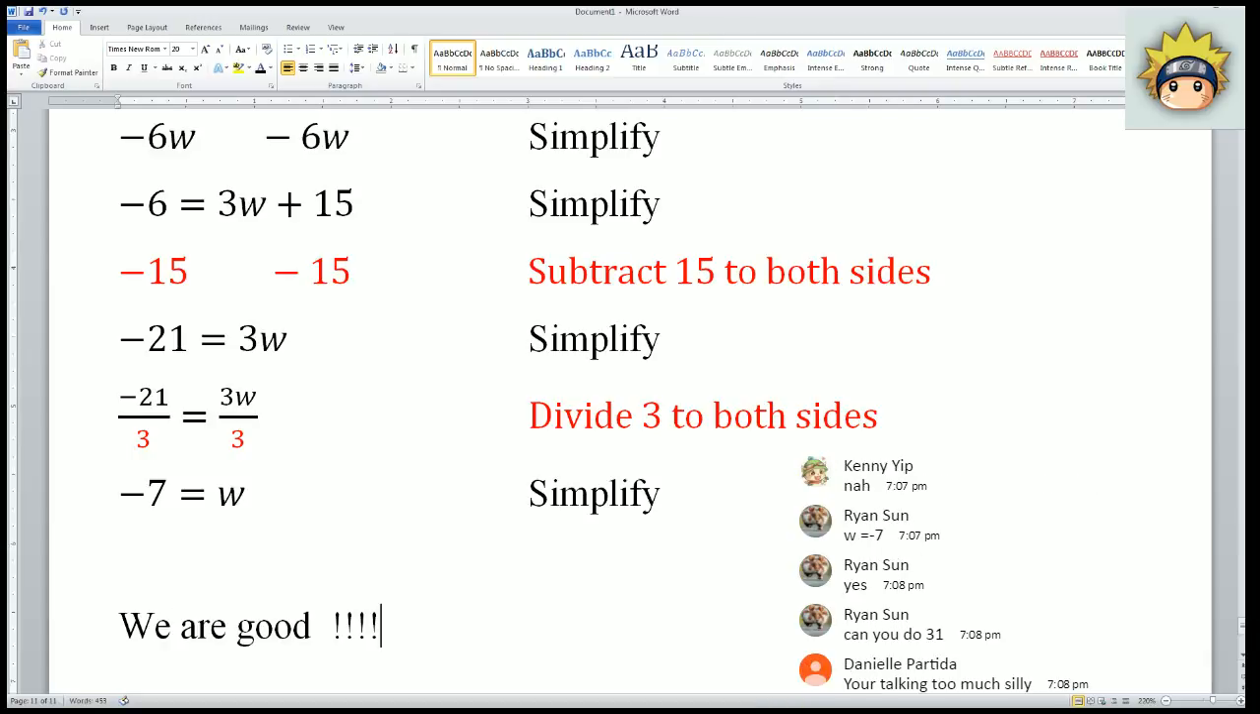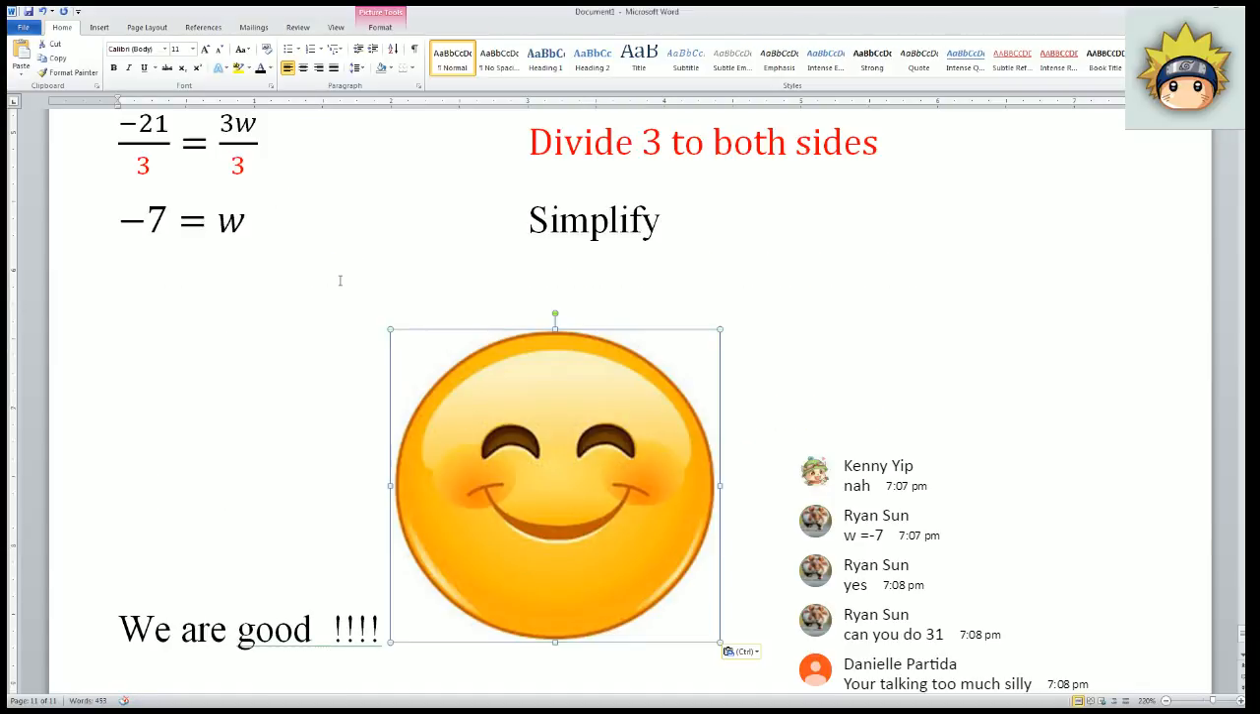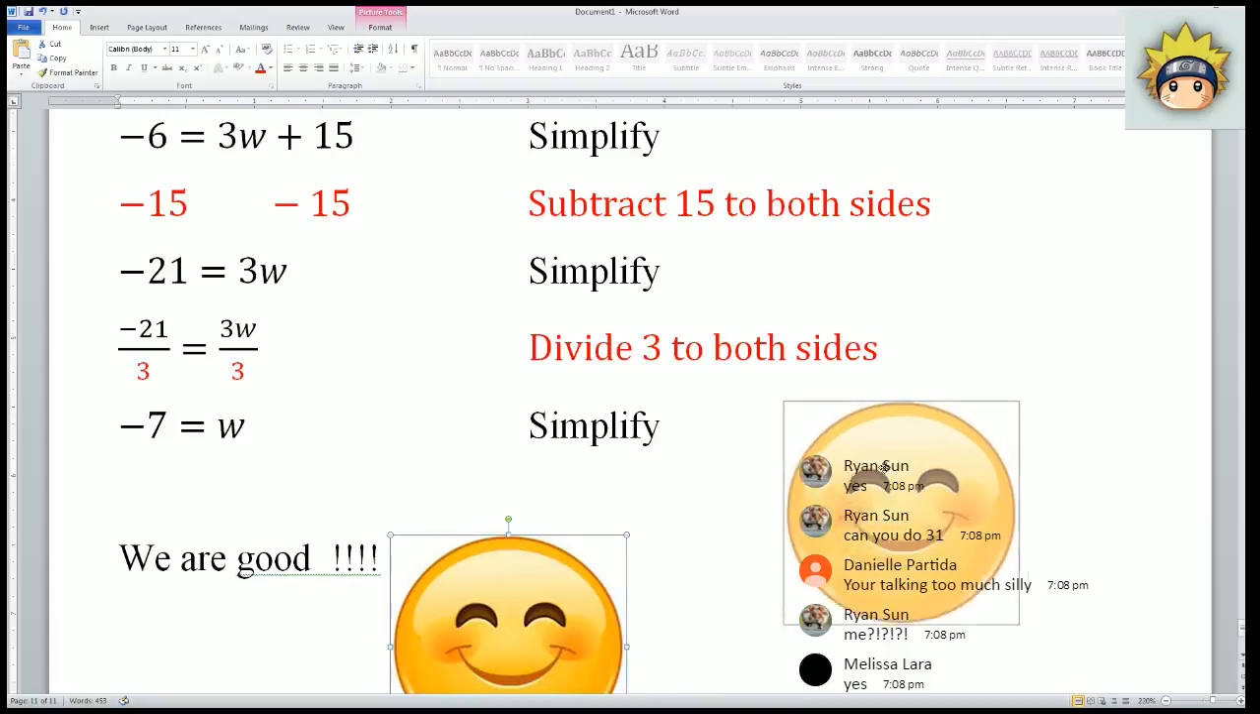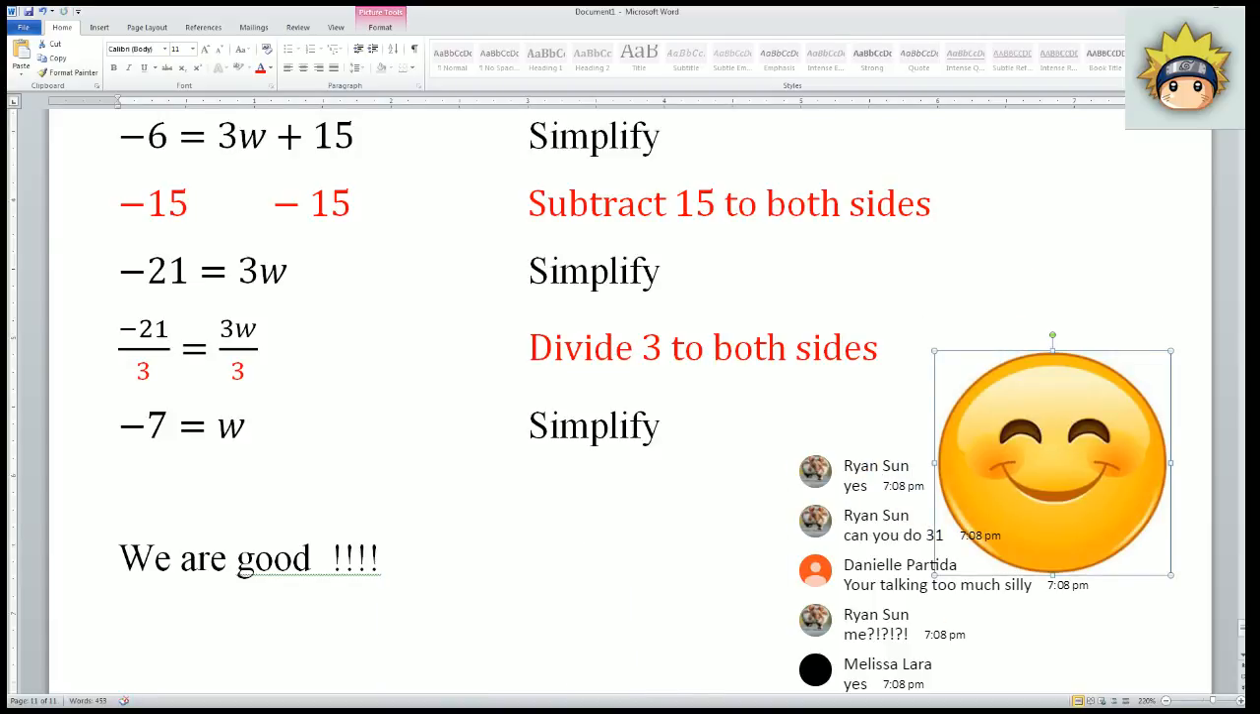Yay. Smiley face. Let's go with some smiley face. Smiley face. Woo! Smiley face. Alright.